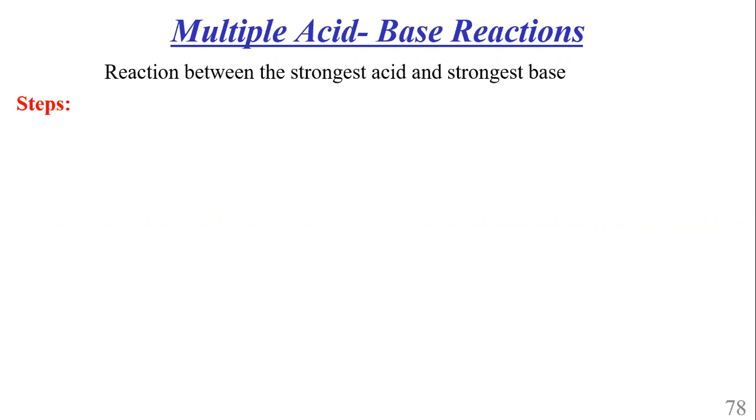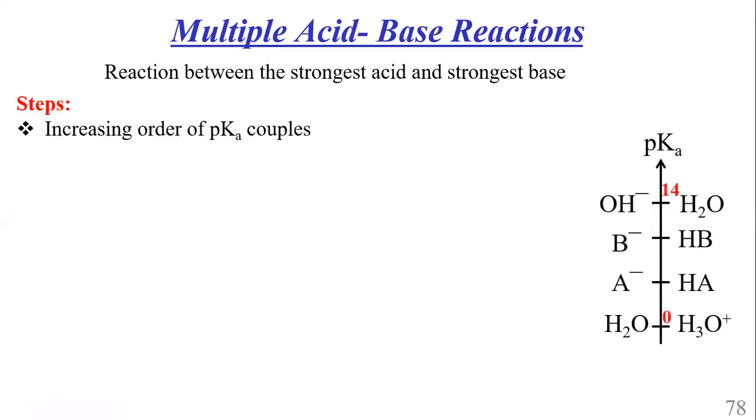First of all, you already know that in a mixture of acids and bases, we always react the strongest acid with the strongest base. So if I have more than 2 acid and base couples, or up to 3 species, I will first put everything on a pKa scale in increasing order from 0 to 14. Put all the strong acids as a couple H3O plus with water, and all the strong bases as a couple OH minus with water with a pKa of 14.